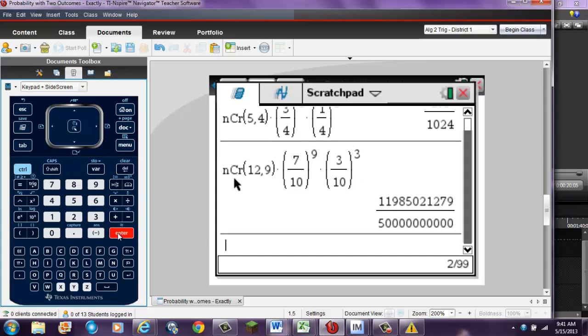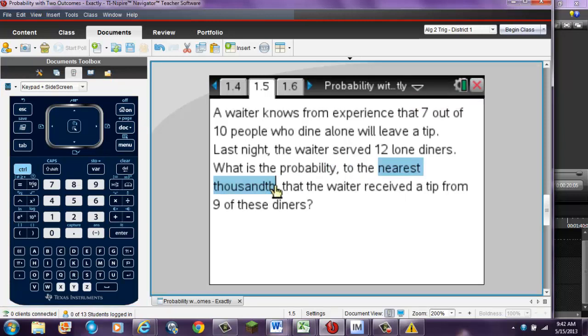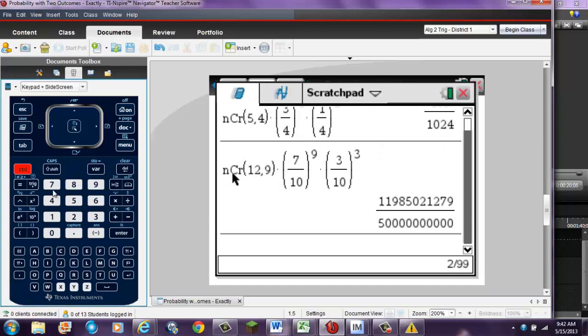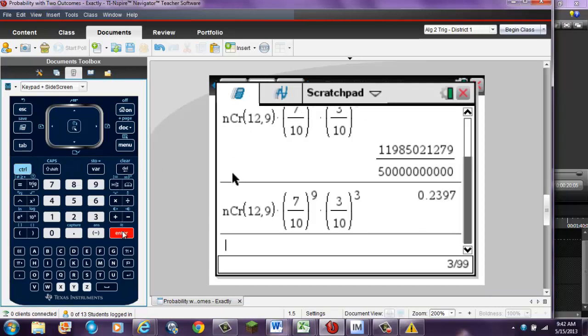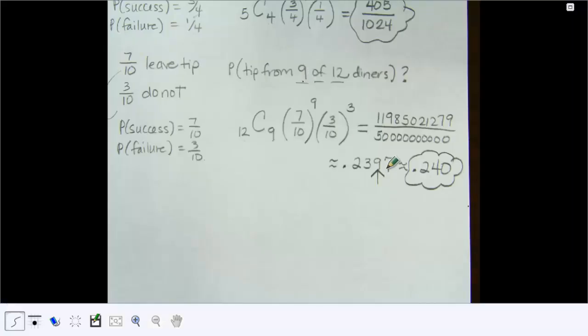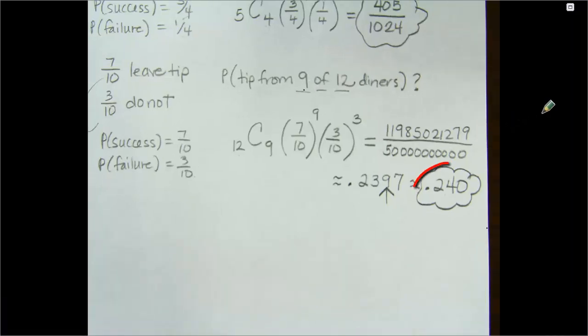That's huge. Copy it down, count your zeros, but then always go back and reread. This question asks for the answer to the nearest thousandth. So you go back to that problem and you approximate it, and you get 0.2397. Go back and reread again. It says to round to the nearest thousandth, which is 0.240.